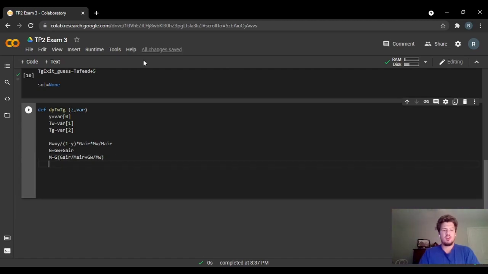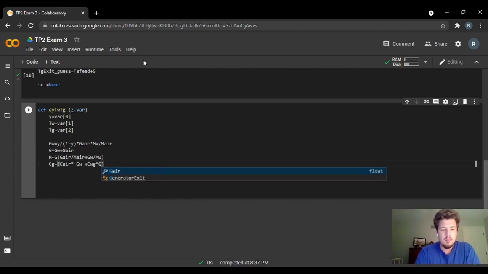Next, we need to solve for the heat capacity of the gas, which is equal to the heat capacity of the air plus the heat capacity of water in the gas phase times the gas flow rate of water. Now this is all divided by the total gas flow rate.